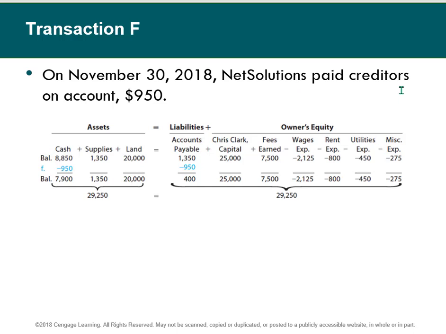Now Net Solutions paid creditors on account. Cash goes down by $950, and in accounts payable we reduce what we owe. Okay, so you don't want to think of this as like a negative number. This is a subtraction from what we owe. And our total assets still equals our total liabilities plus owner's equity.